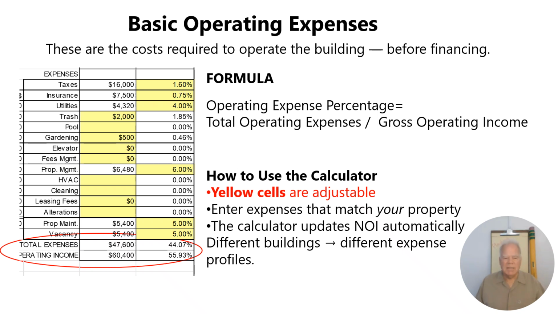As a quick check, we look at the operating expense percentage: total operating expenses divided by gross operating income. This tells us whether the expense load makes sense for the type of property and the market. Now that we have NOI, we can move on to what really matters next.